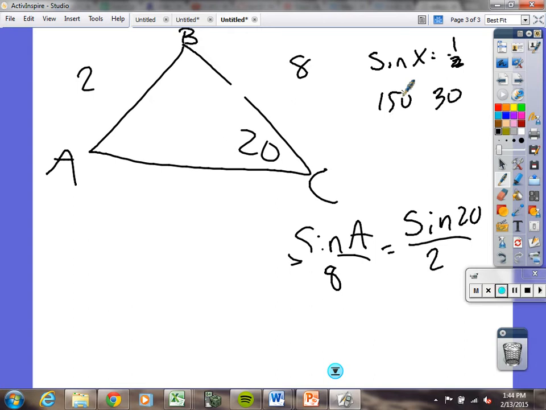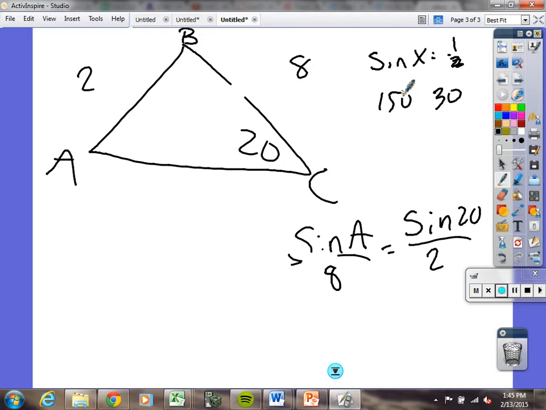Just curious, could 150 fit there? In that triangle? He's 150, the other is 20, the third could be 10. Is that a possibility? Could 30 be in that triangle? This would be 30, this would be 20, this would be 100. Both answers could be in there. So that's the trick that you've got to look into. Okay?